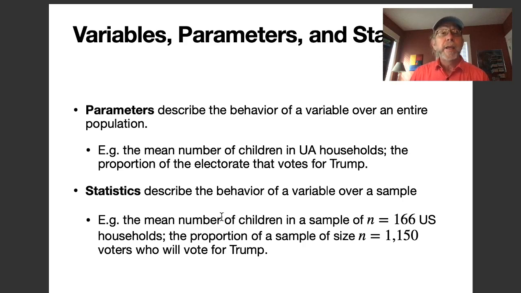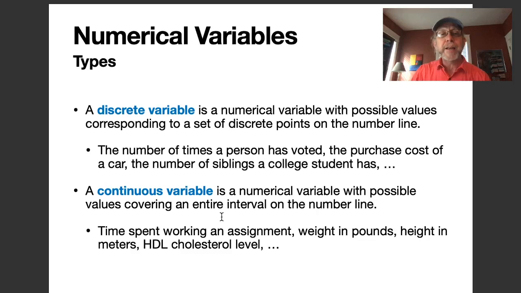On the other hand, if I ask, well, what's the average number of children in a household that comes from this sample I just took of, say, 100 households? Because I'm talking about a sample, the average of that variable would be a statistic, not a parameter. So these ideas all kind of play together.